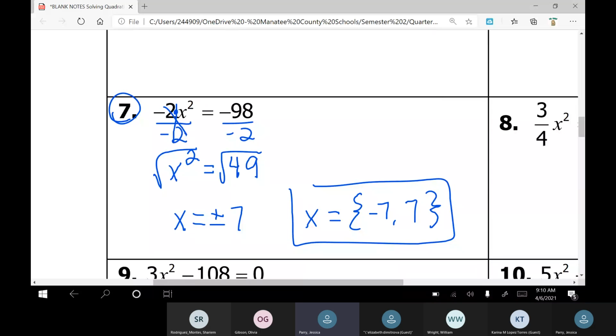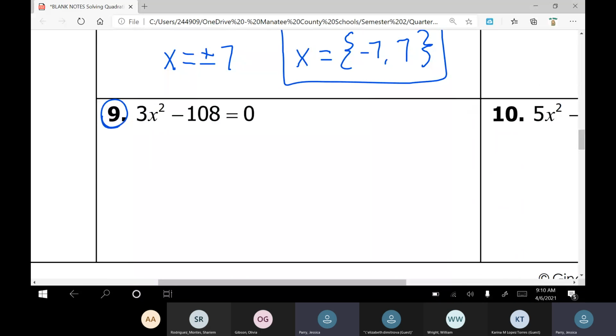Okay, let's do another one, number 9. We've got 3x squared minus 108 equals 0. Just like solving a normal equation, first we do the adding or subtracting, then the multiplication or division. So first I'm going to get rid of this 108. I'm going to do the opposite, add 108 to both sides. So those cancel out. Then I've got 3x squared equals 108. And then how can I get rid of that 3? What should I do to both sides? You can type in the chat or turn your microphone on. Should I add, subtract, multiply, or divide both sides by 3?